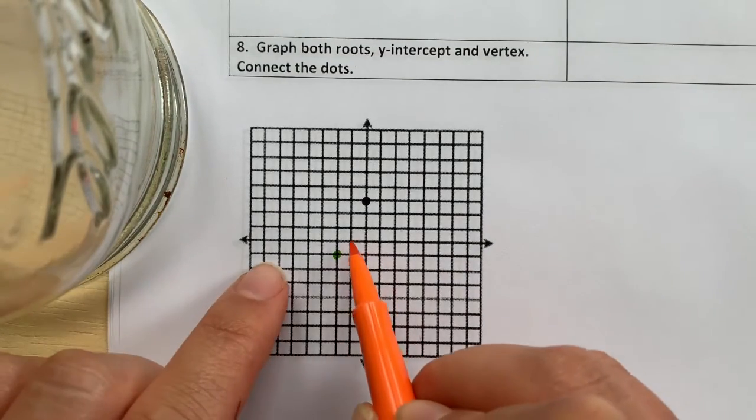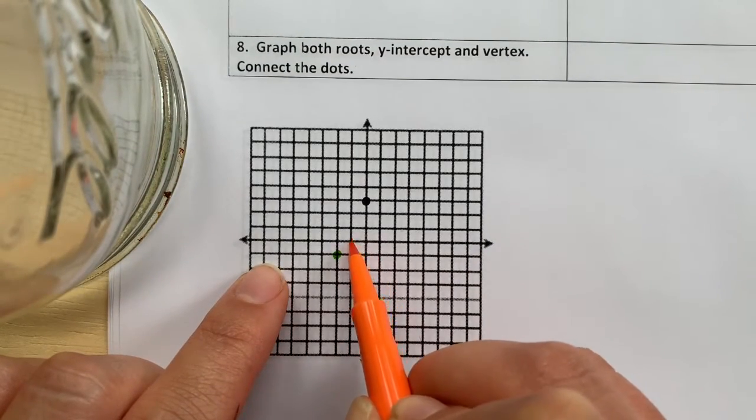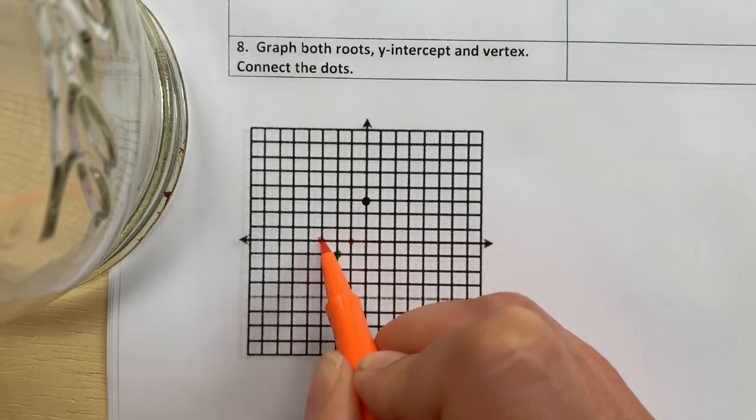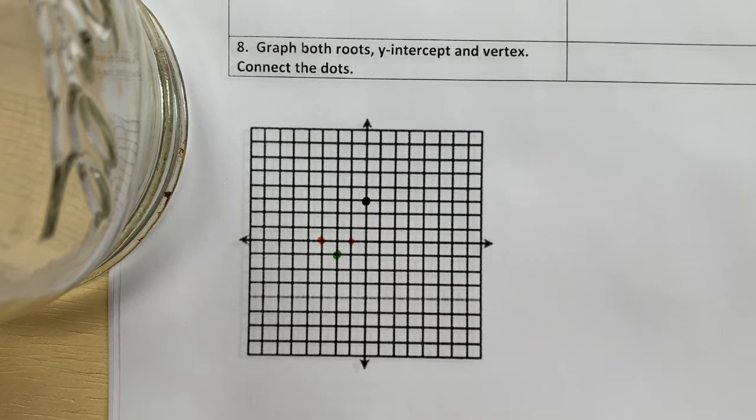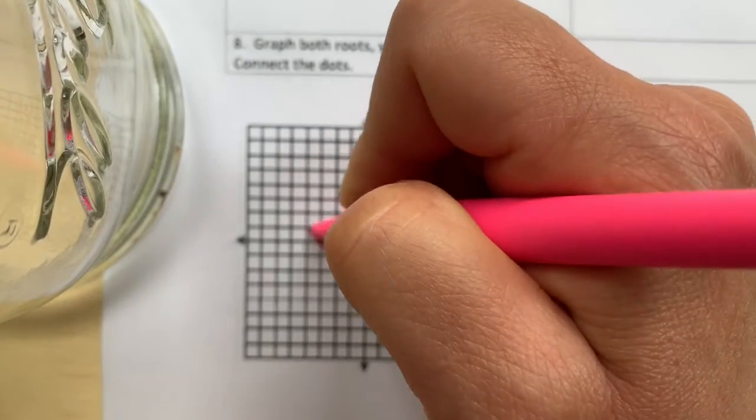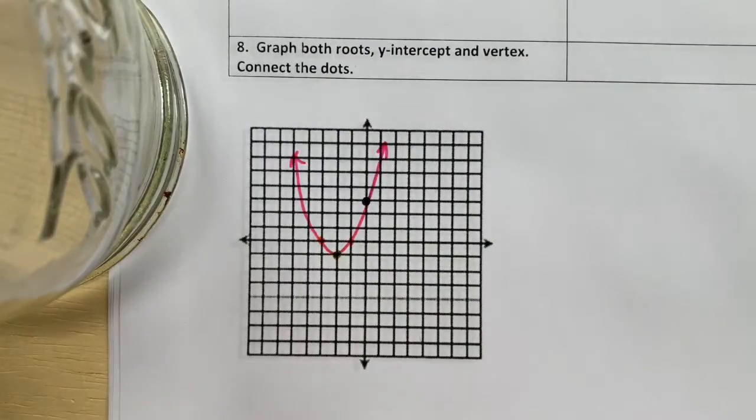So I have a negative 1, comma, 0. I also have a negative 3, comma, 0. So now that I have my vertex, my y-intercept, and my roots, all I have to do is connect my dots. And that's what my parabola looks like.